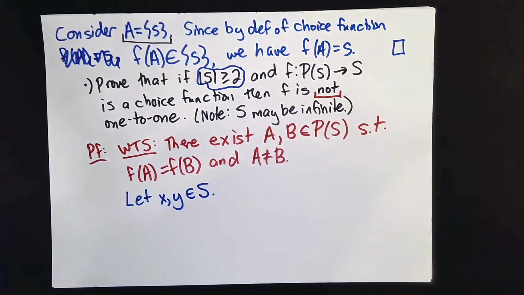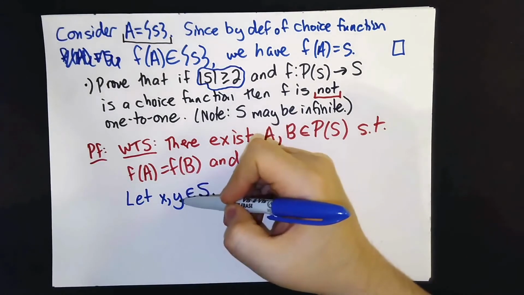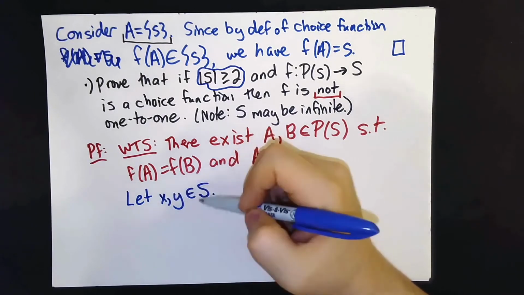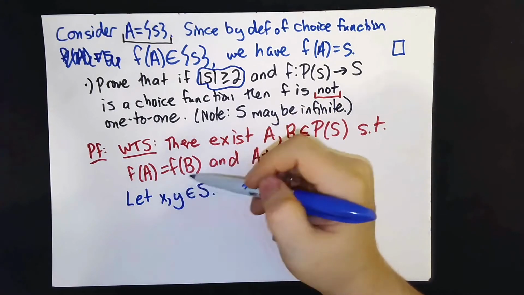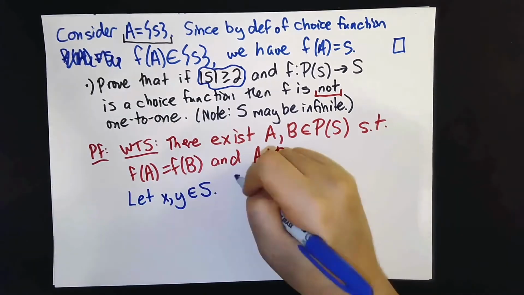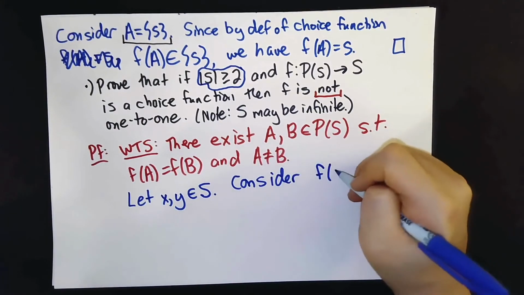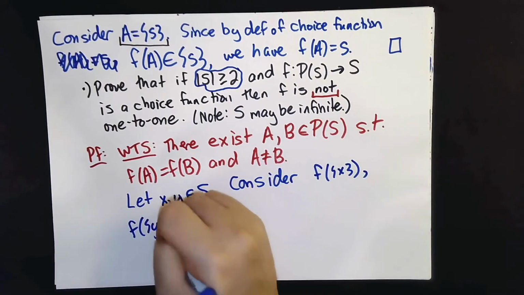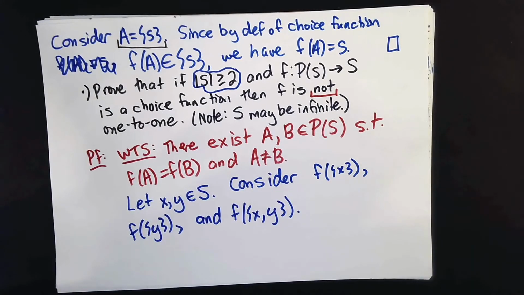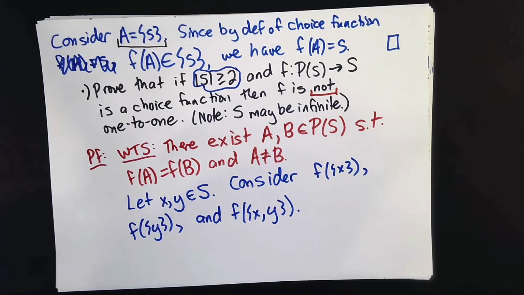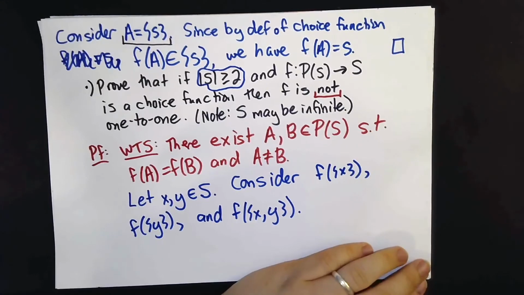So, my function f doesn't actually take in x and y, it takes in sets. So, we might be tempted to think, okay, what happens if I take f of all of the sets that involve x and y? So, let's consider f of the set x, f of the set y, and f of the set xy. Do you see why this is going to prove to us that our function is not 1-to-1? If you don't see it yet, I really encourage you to pause and think about it.